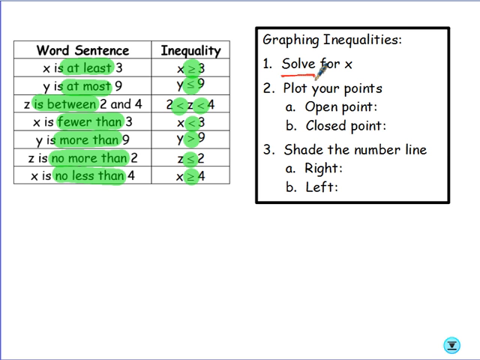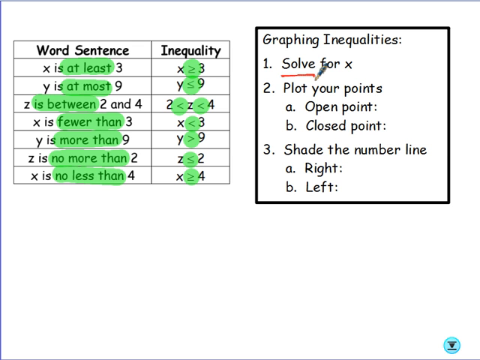You still have distributing and combining like terms and moving a variable and solving your two-step equation. Once your letter is by itself, the next thing you do is you make your number line. The first thing you put on your number line is a dot.